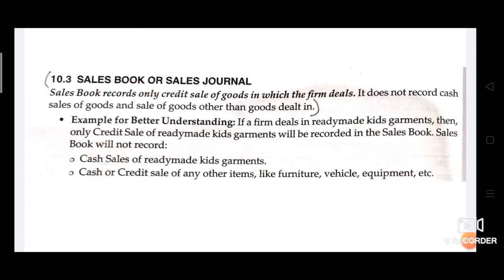Similarly, if a firm is dealing in furniture, then only credit sale of furniture will be recorded in the sales book. Understood? Cash sale of furniture or cash or credit sale of any other item will not be recorded in sales book.